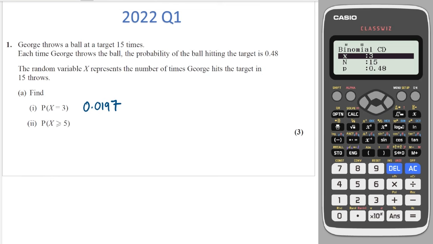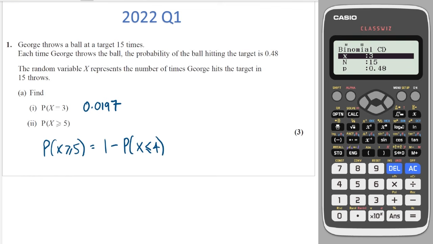So I need to do a little bit of a rearrangement, because if I've got the probability of x is greater than or equal to 5, then this is the same as 1 minus, well, what are all of the numbers which are not greater than or equal to 5? Well, it's 4 and less. So we need 1 minus the probability that x is less than or equal to 4.